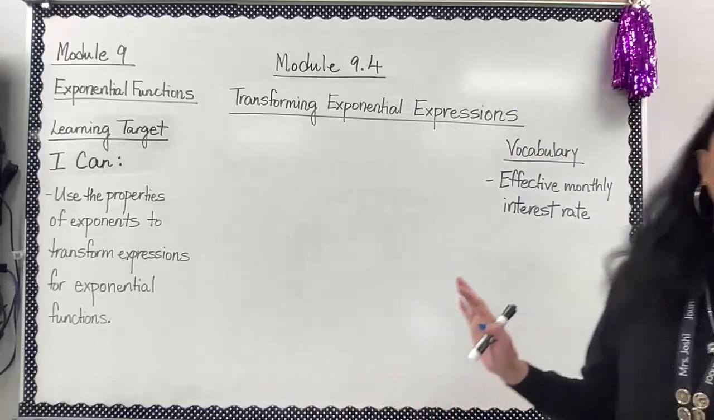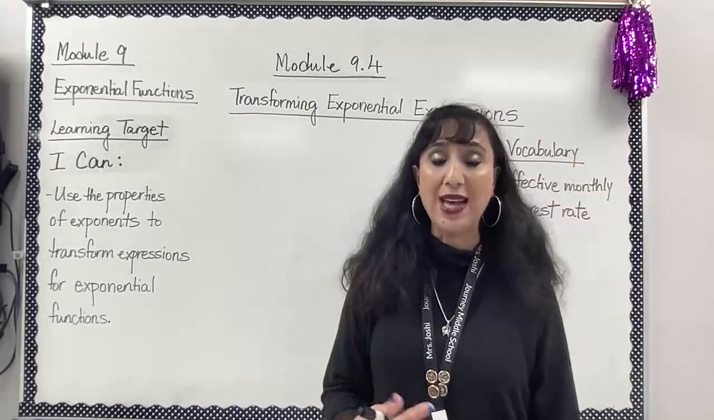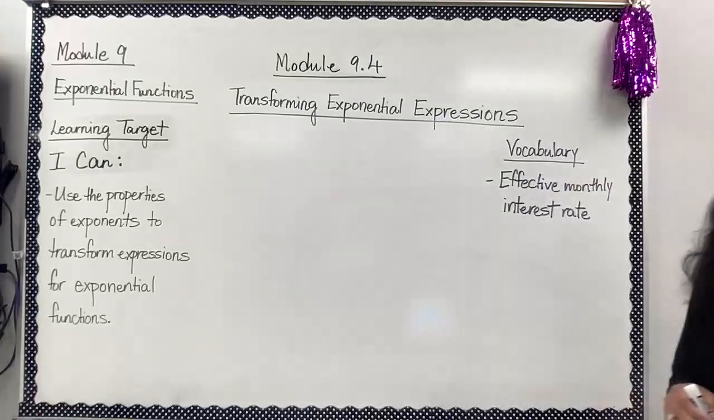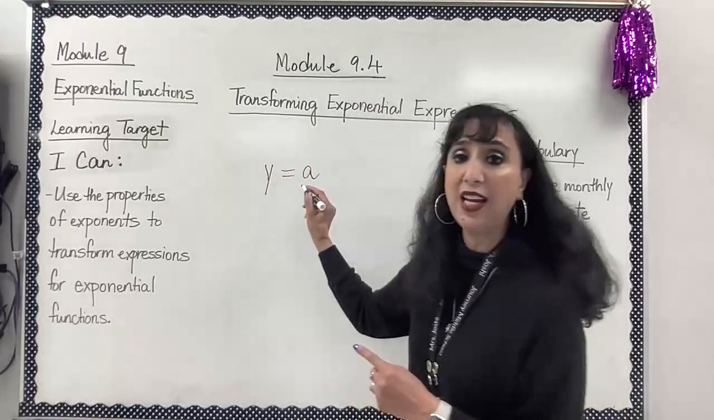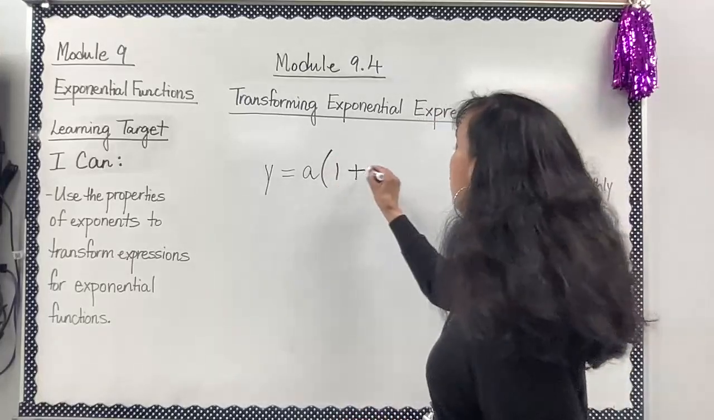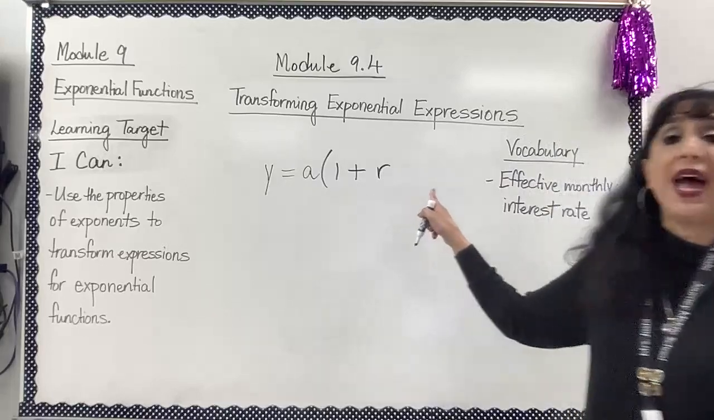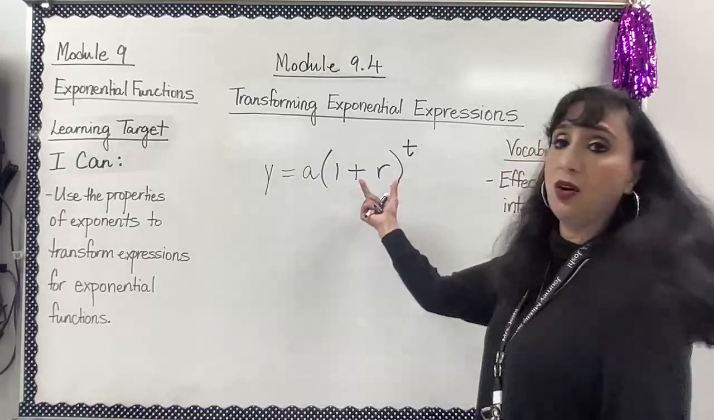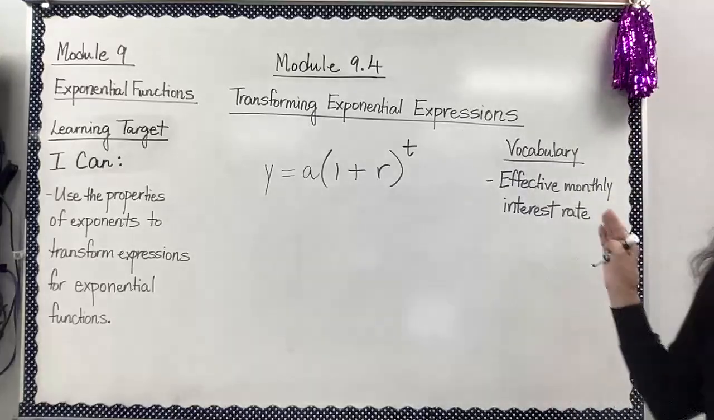We talked about exponential growth, exponential decay, and compound interest. Let's quickly rewrite the formula for exponential growth. For that, I had y is equal to my initial value, a, times 1, which is the 100%, the whole, plus the interest rate, which is in decimal form. And then we put this entire thing to the power of t, which is the time. And this was my exponential growth.